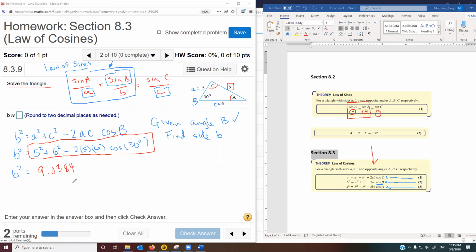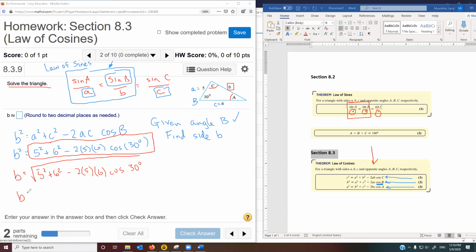9.0384. And actually, let me give you a little shortcut. Instead, what I'm going to do here is write it as a square root to make it even easier. So I'm going to write B as the square root of 5 squared plus 6 squared minus 2 times 5 times 6 cosine theta. And now I'm going to let my calculator do all of this at once. So I'm going to type this into my calculator now. It's just a time saver to avoid having to work this problem one piece at a time.